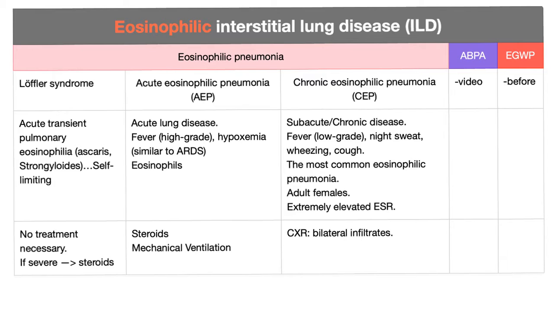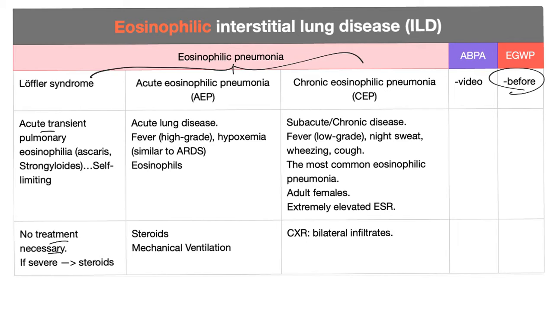Eosinophilic interstitial lung disease is divided into 3 things: eosinophilic pneumonia, allergic bronchopulmonary aspergillosis discussed before, and eosinophilic granulomatosis with polyangiitis discussed 2 minutes ago. Eosinophilic pneumonia is then subdivided into Loeffler syndrome, acute eosinophilic pneumonia, and chronic eosinophilic pneumonia. Loeffler syndrome has acute transient pulmonary eosinophilia. You'll see it with ascaris, strongyloides, or any parasitic infection, and it's self-limiting. Thank goodness! No treatment necessary.